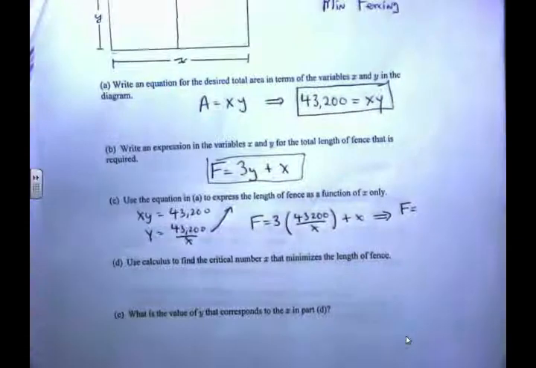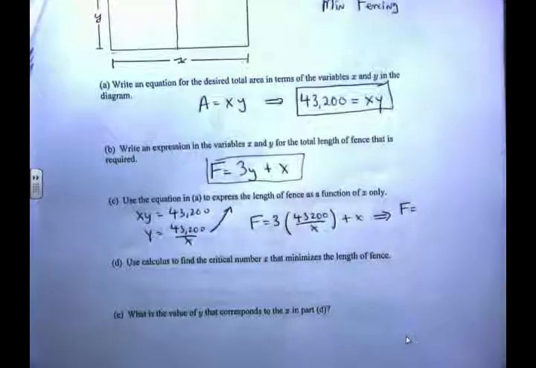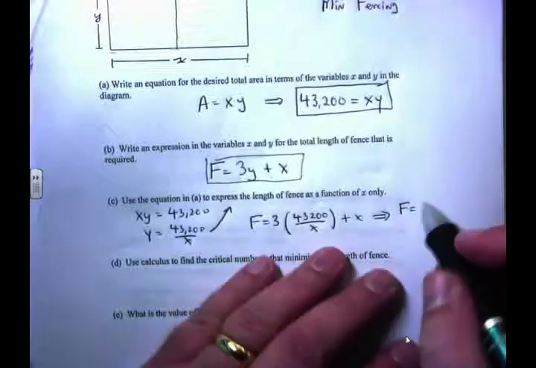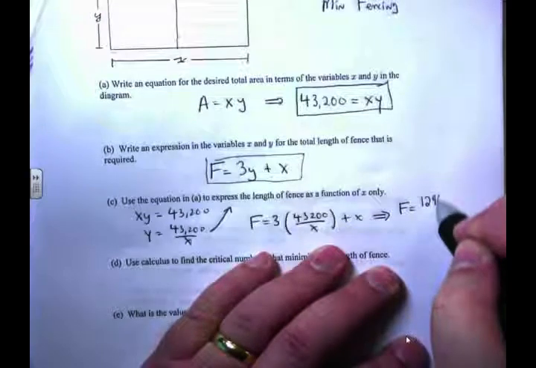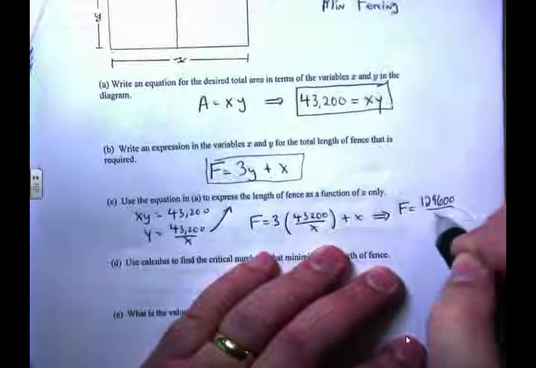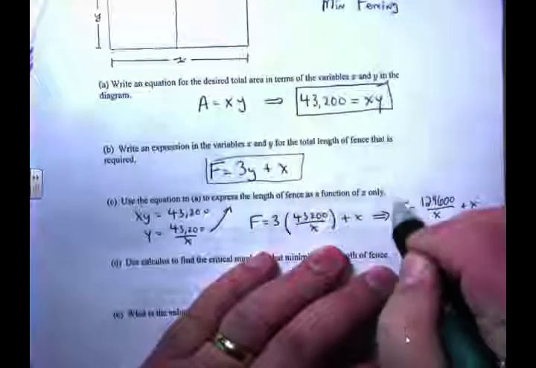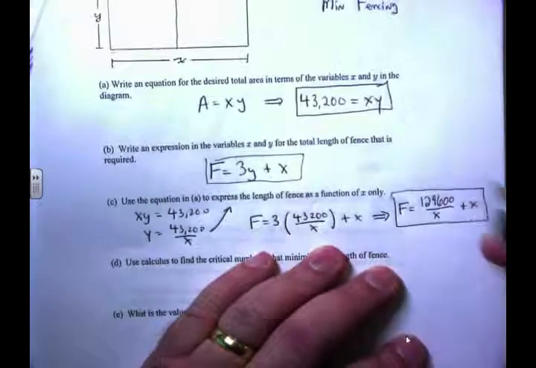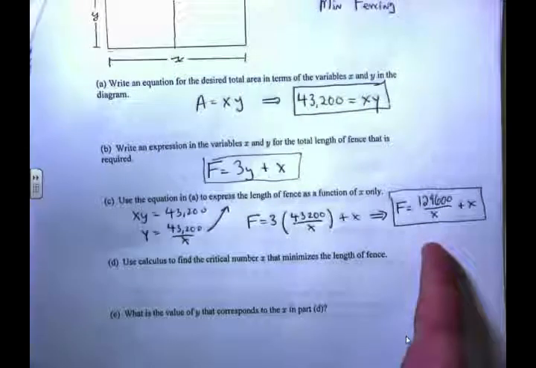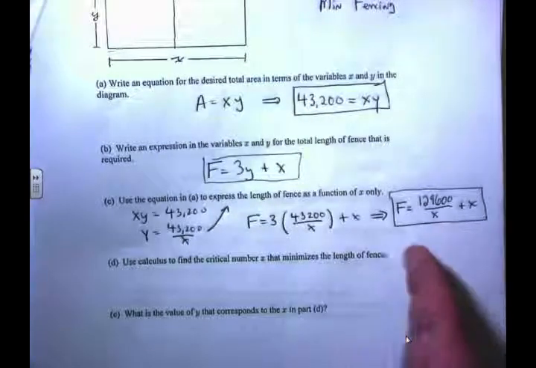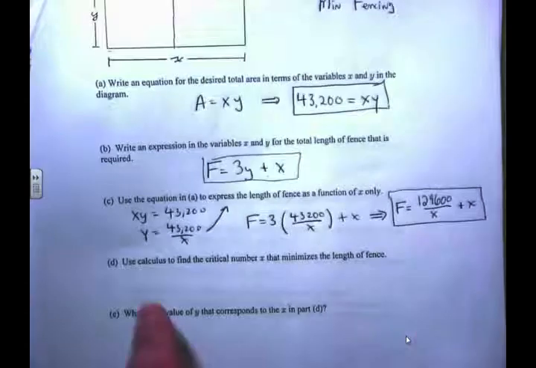So fencing would be equal to, and now it's time for the calculator, 43,200 times 3. That is equal to 129,600 divided by x, plus x. And that is the answer that we're looking for. This is the guy you want to take the derivative of, set equal to 0 and solve, because it says minimize fencing. Now I have my fencing in terms of one variable.